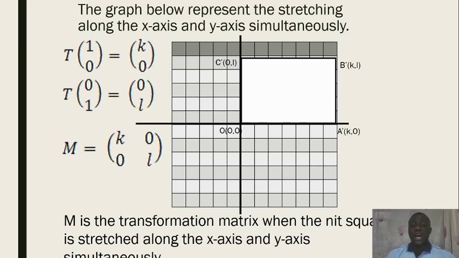Look at the coordinates you will have. The coordinate of A becomes (K, 0), the coordinate of C becomes (0, L), and the coordinate of B becomes (K, L). But we should know that our transformation matrix is formed using the coordinates of A and the coordinates of C. So the column matrices of points A and C give us (K, 0) and (0, L). That is why our matrix of transformation becomes (K 0; 0 L). I hope it is clear, please.